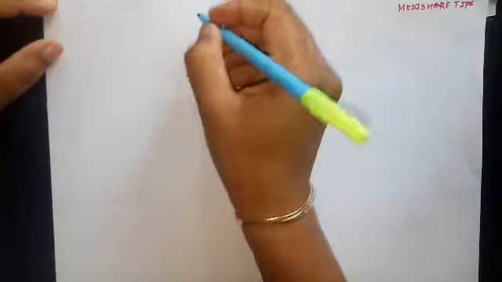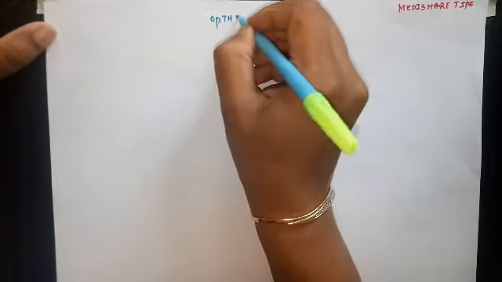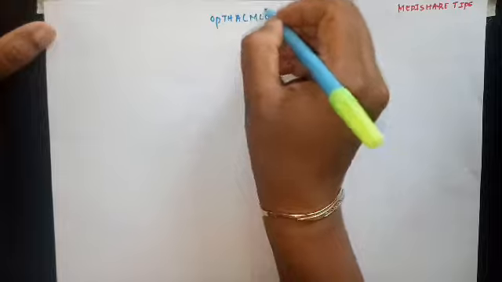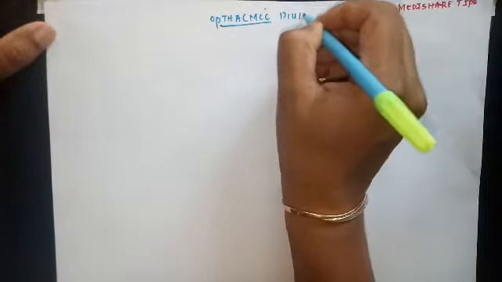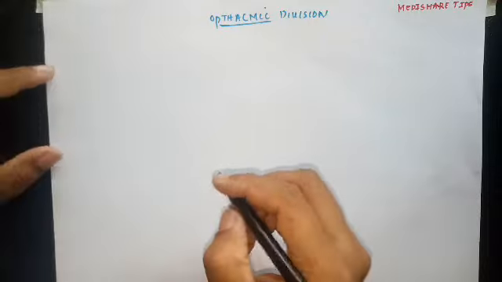In that, we will discuss the branches of the ophthalmic division of the trigeminal nerve. So I'll draw the diagram first.